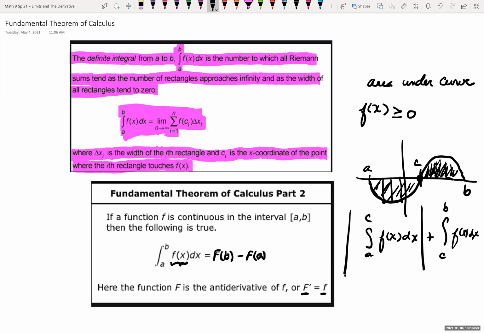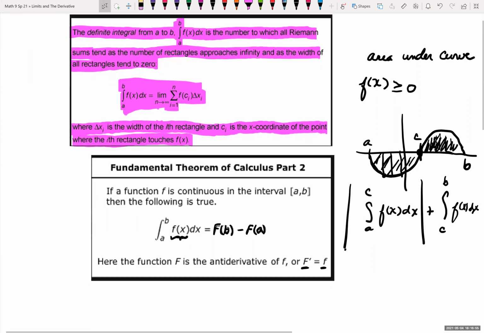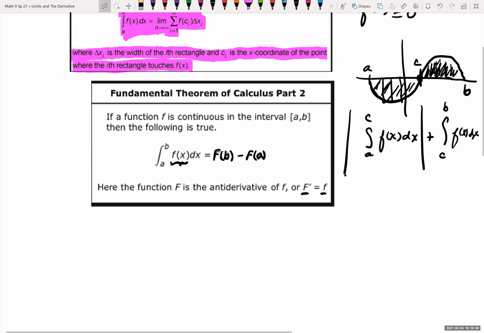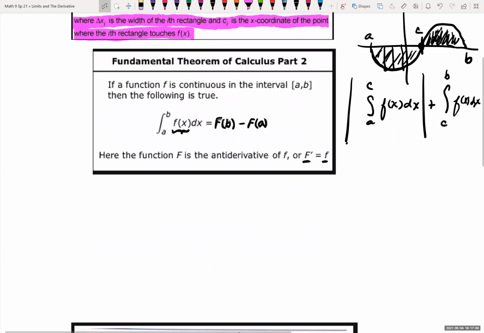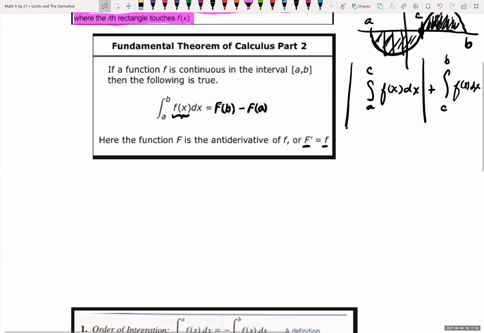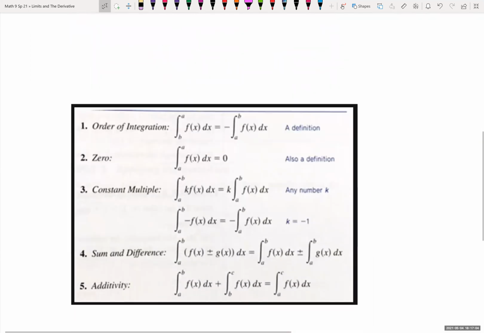We'll look at some of those in a minute, but let's first look at, again, some of those rules or properties that we can use to find the antiderivative.